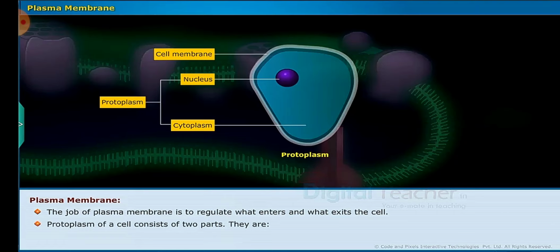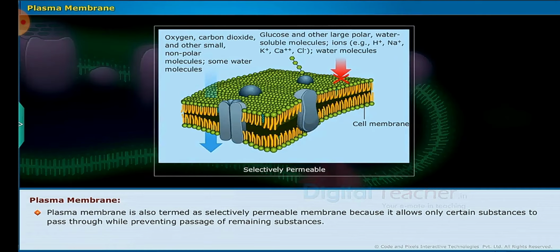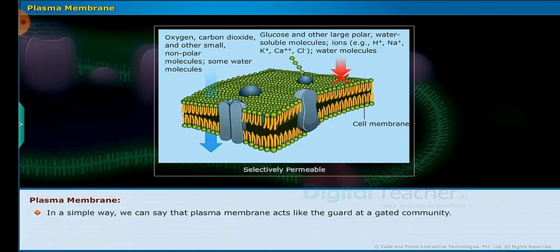Protoplasm of a cell consists of two parts. They are cytoplasm and nucleus. Plasma membrane is also termed as selectively permeable membrane because it allows only certain substances to pass through while preventing passage of remaining substances. In a simple way, we can say that plasma membrane acts like the guard at a gated community. Plasma membrane is a living, flexible membrane.